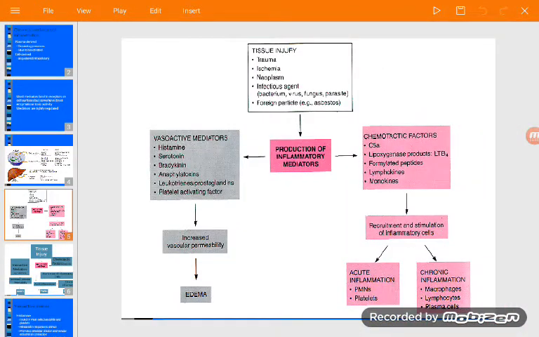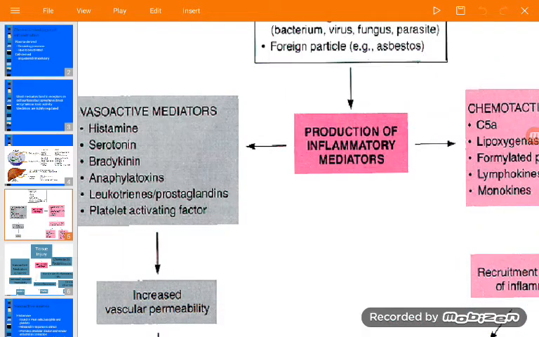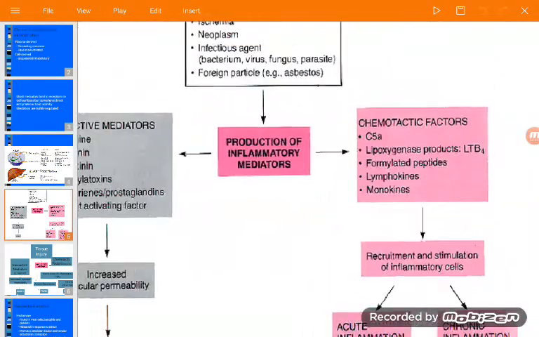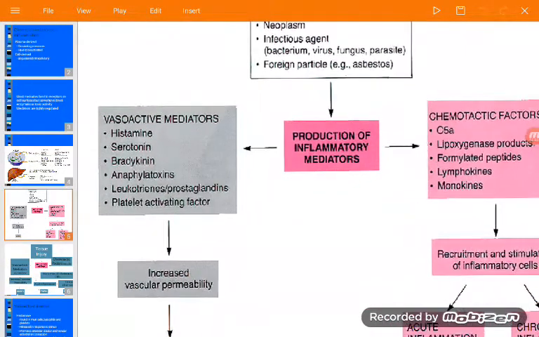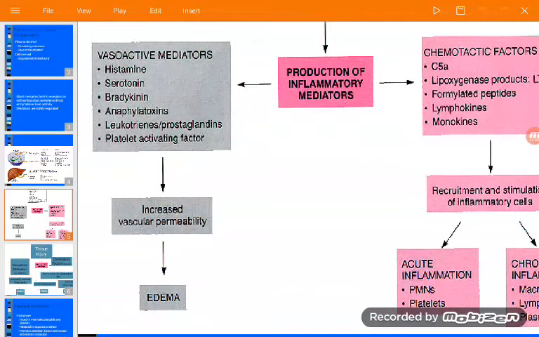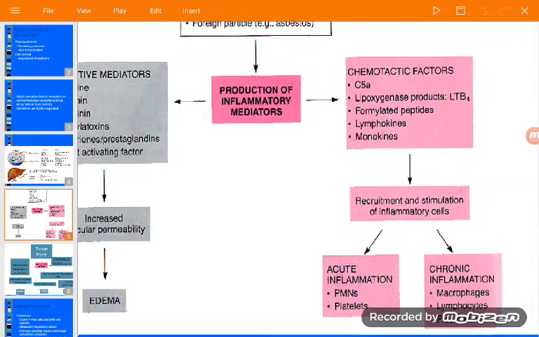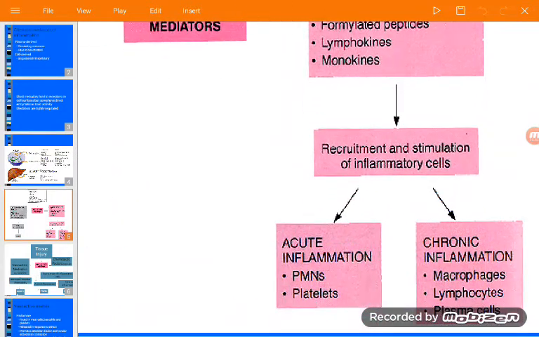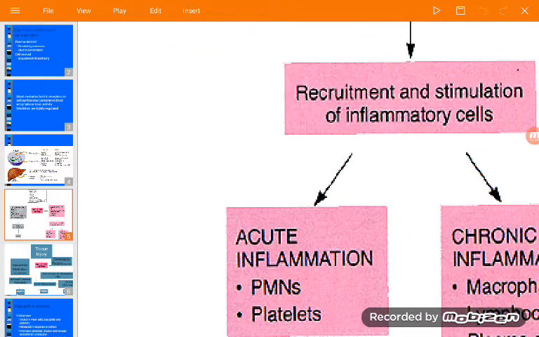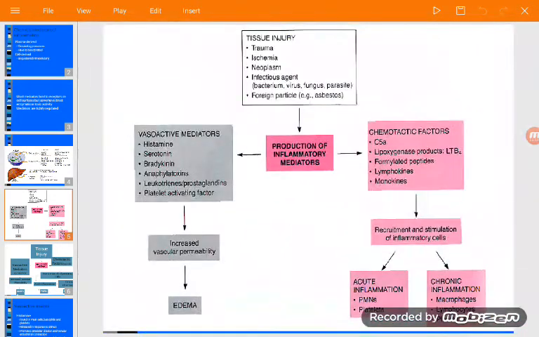As you can see here, if there is tissue damage due to trauma, ischemia, neoplasm, or infectious agent, whatever the cause, this leads to inflammation. Inflammation leads to production of inflammatory mediators, either with vascular effects, like histamine, serotonin, and bradykinin, which lead to increased vascular permeability and vasodilatation, causing edema, or accumulation of fluid outside the blood vessels. Then the mediators with cellular effects lead to chemotaxis and activation of white cells. In acute inflammation, it targets neutrophils, the polymorphonuclear cells, and platelets. In chronic inflammation, macrophages, lymphocytes, and plasma cells.